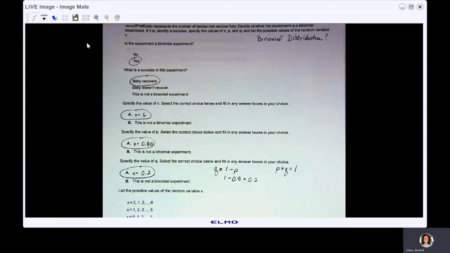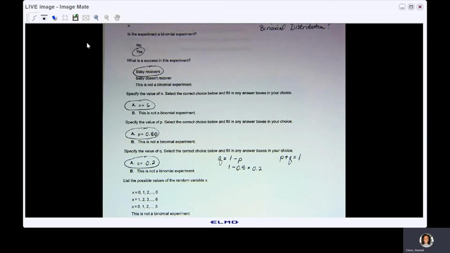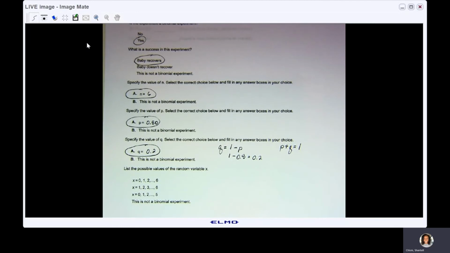And then lastly here, it says list the possible values of the random variable x. Well, x represents the number of successes. Out of those 6 babies, you could have 0 that recover fully, 1, 2, 3, 4, 5, or 6. You can't go past your total number, 6, because that's your total number of trials, total number of babies. So you could have all 6 of them recover, all the way down to none of them recovering. So the possible values of your random variable x would be 0 through 6. And this is a binomial experiment.